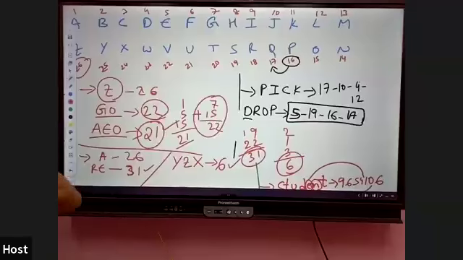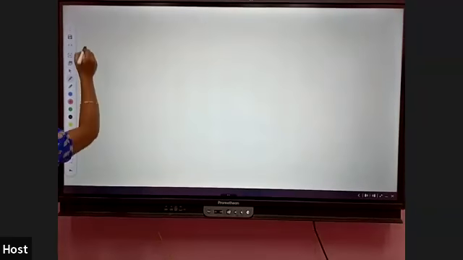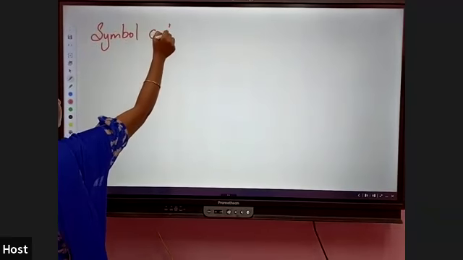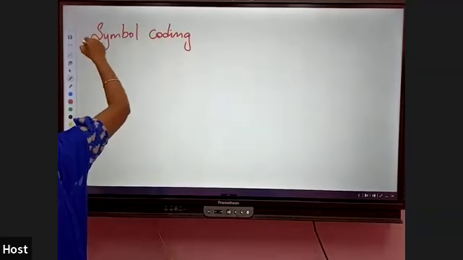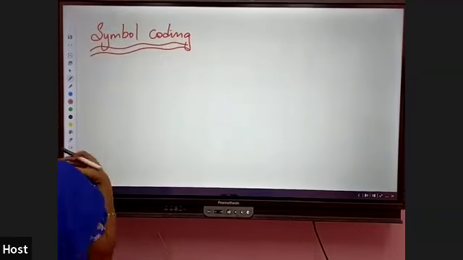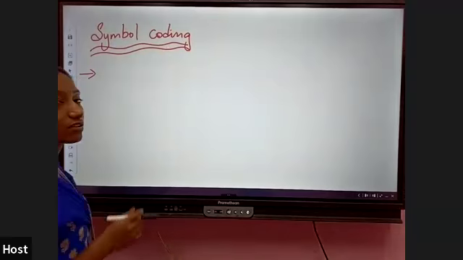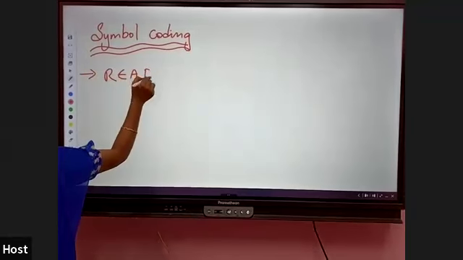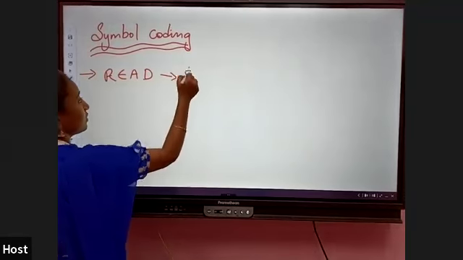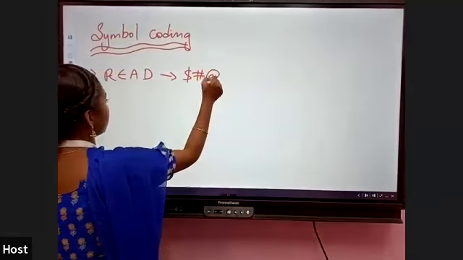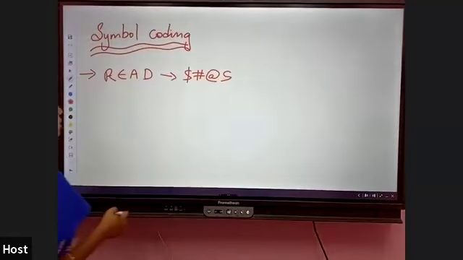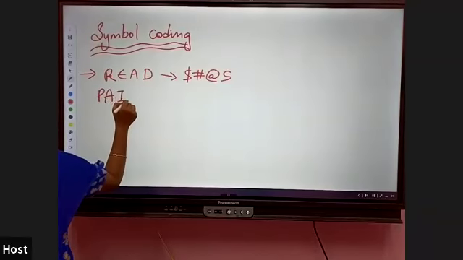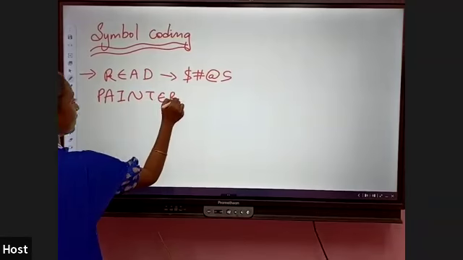At last we discuss symbol coding. Symbol coding is also a very easy topic. This is just like the direct coding. So for example, we take read. The code for read is dollar hashtag @ 5. Next, painter.